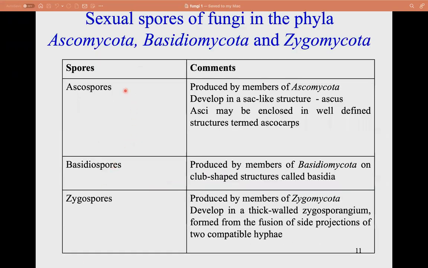These are the sexual spores that we mentioned a while ago, produced by the three phyla: Ascomycota, producing ascospores, Basidiomycota, producing basidiospores, and the Zygomycota, producing zygospores. These are the three sexual spores of fungi.